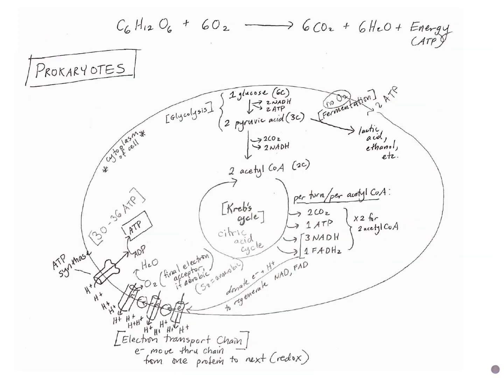All right, here is the same thing happening in prokaryotes that do not have a nucleus or mitochondria because they don't have any membrane-bound organelles. To orient us, this is the cytoplasm of the cell, and I see that there's no mitochondrion. So I start with glycolysis, as I did earlier, fermentation if there's no oxygen.